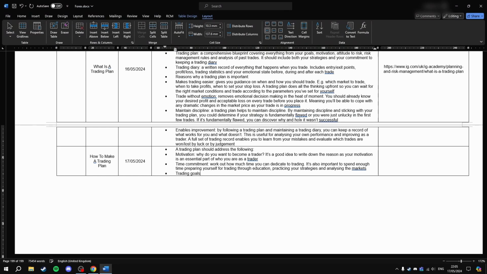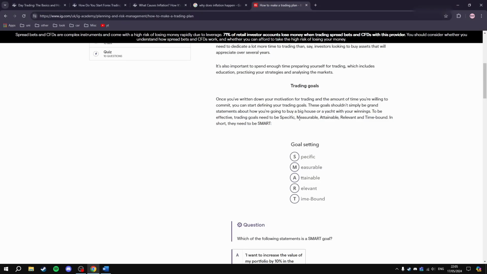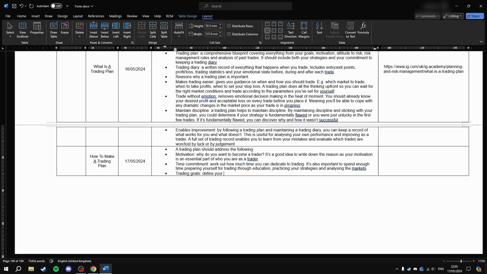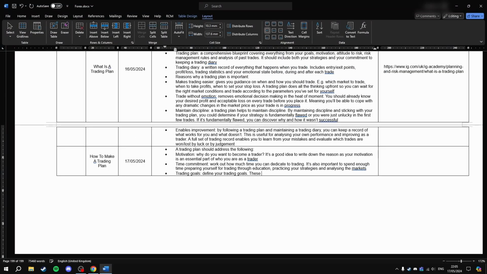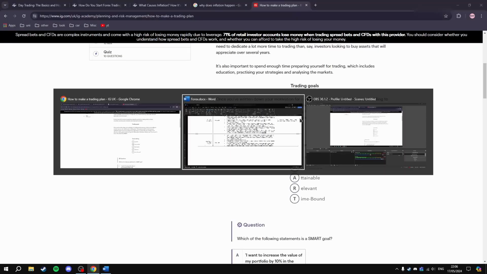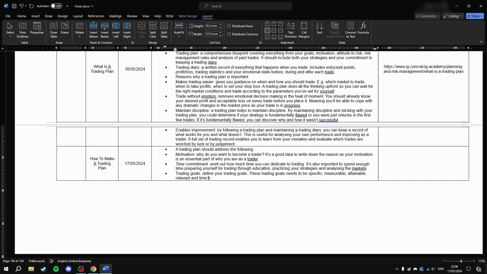Trading goals. So, define your trading goals. These trading goals need to be specific, measurable, attainable, relevant, and time-bound. SMART.